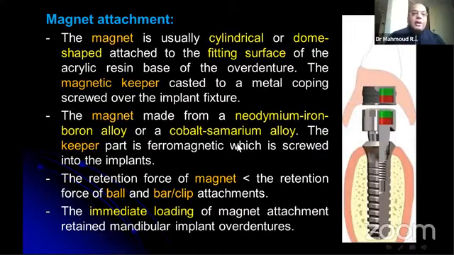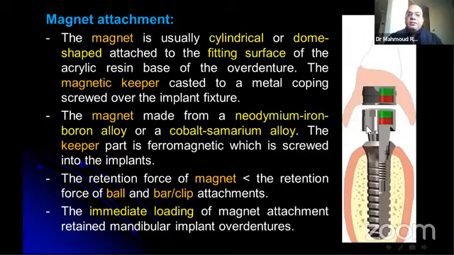Now we are talking about the magnets. All of us know the magnet concept, or the magnetic concept. The magnet is usually cylindrical or dome-shaped, as you see here, attached to the fitting surface of the acrylic resin base of the overdenture. The magnetic keeper is casted to the metal coping screwed over the implant fixture.